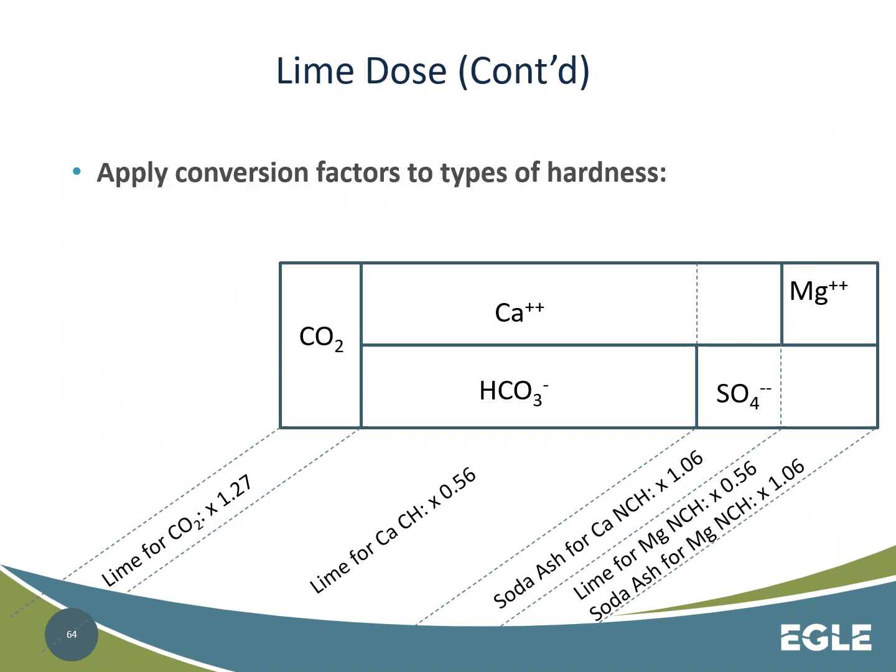Here is a different way to look at what we just went through. Moving from left to right on the bar chart, first we neutralize our CO2 with lime, then remove calcium carbonate hardness with lime. Next, we remove calcium non-carbonate hardness with soda ash, and finally we remove magnesium non-carbonate hardness with lime and soda ash.